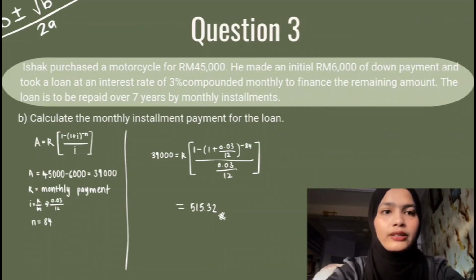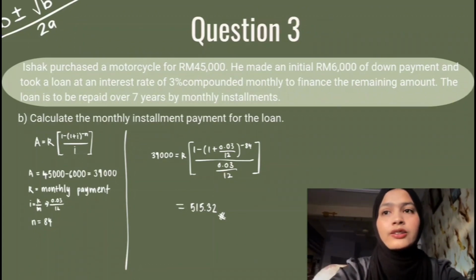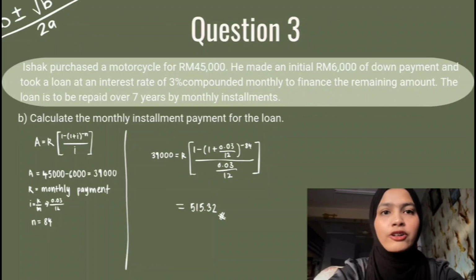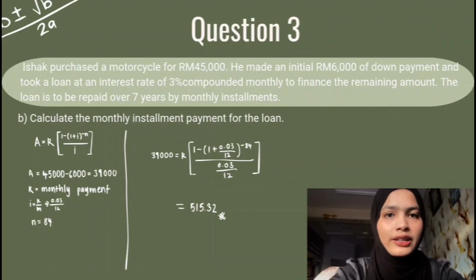Okay, next for question B, calculate the monthly installment payment for the loan. To find the monthly installment, we use the ordinary annuity formula. So the loan amount is 39,000 ringgit, which is 45,000 ringgit minus 6,000 ringgit equals 39,000 ringgit.